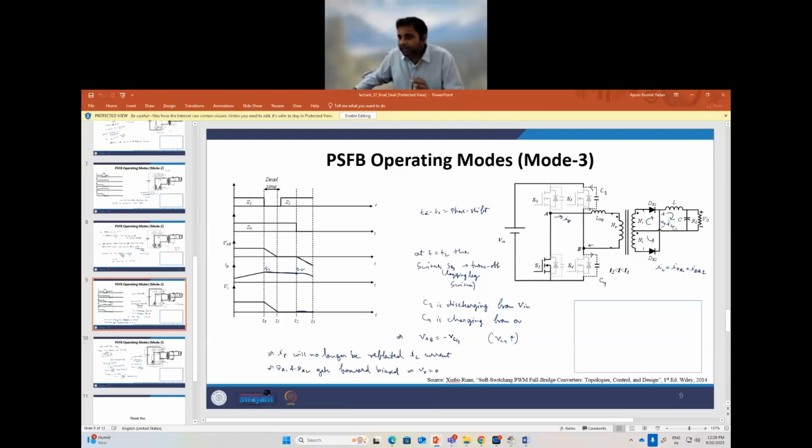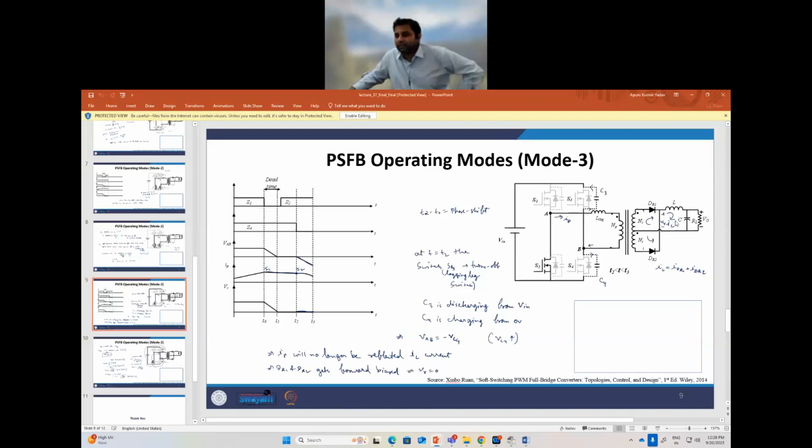Because of that, this current has to find some pathway because that's an inductor current. So it will find a pathway through DR1 and DR2. And the moment DR1 and DR2 turn on, the secondary is short circuited and this voltage is zero. So you can say that there is no presence of the output circuit. You just have this VAB, the leakage and this short circuit point.